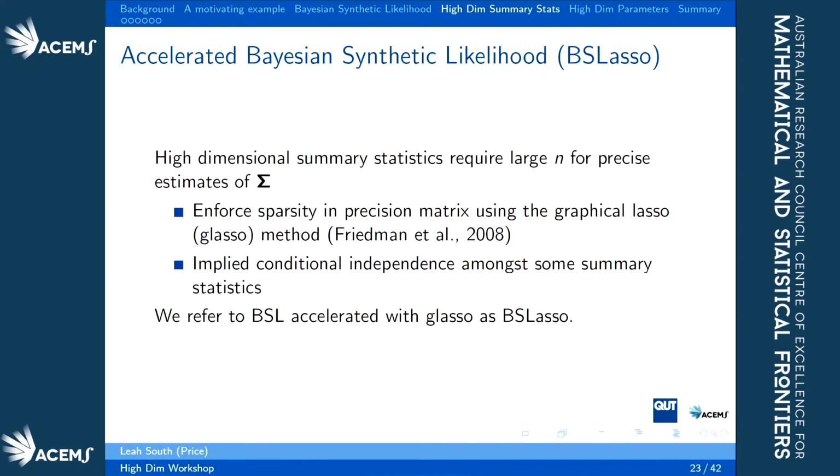So we're looking at enforcing some sparsity into the precision matrix using the graphical lasso method. I'll describe a bit more about that in the next slide. But the interpretation is that you're implying there's some conditional independence between summary statistics. And in the case of the summary statistics being taken over time, in our particular example, that kind of makes sense. So it's a reasonable assumption as well in this example. And we refer to BSL, accelerated with graphical lasso, as BSLasso.